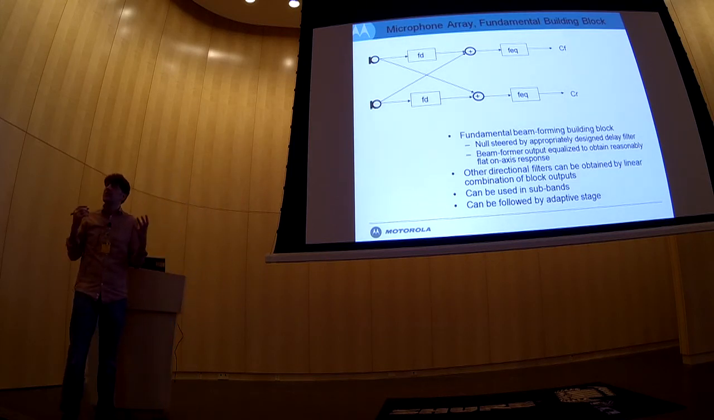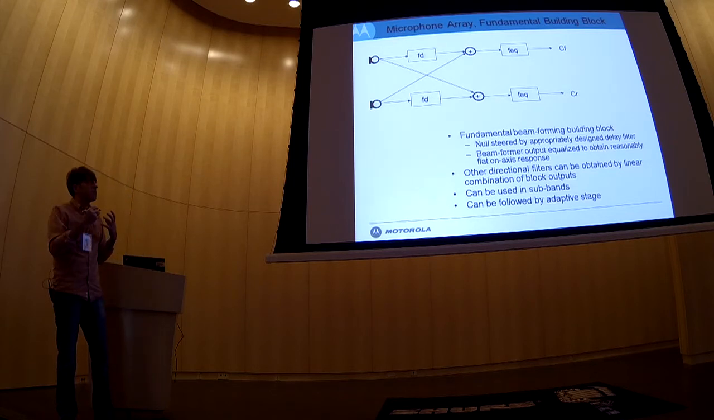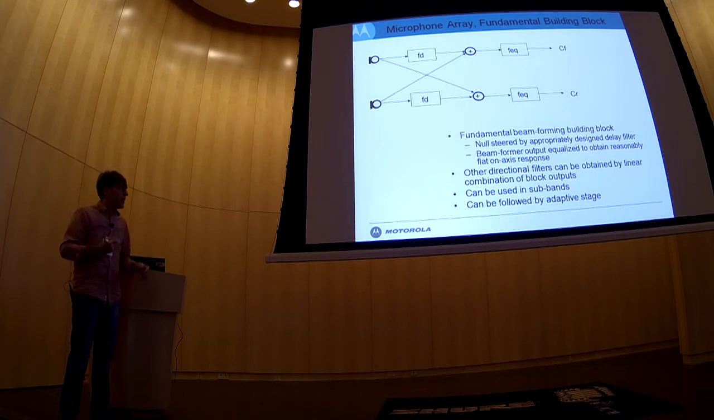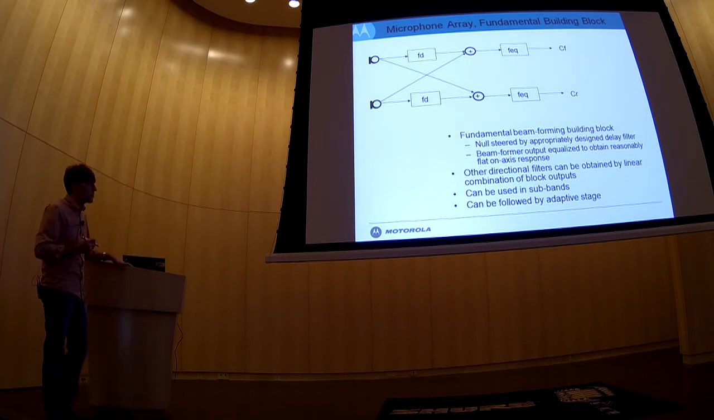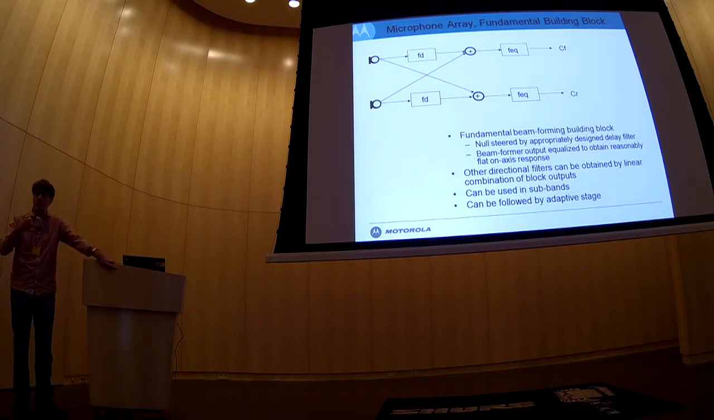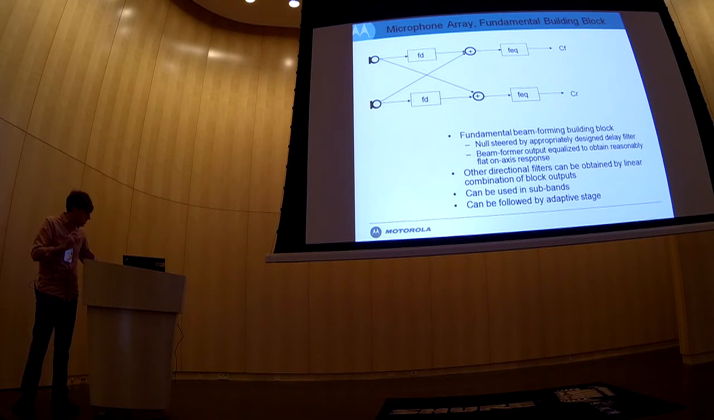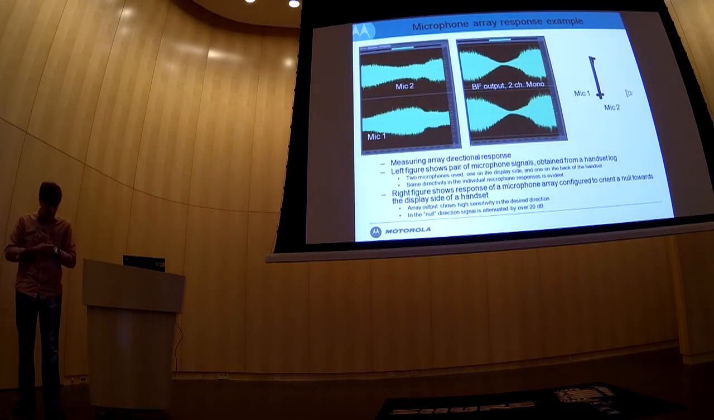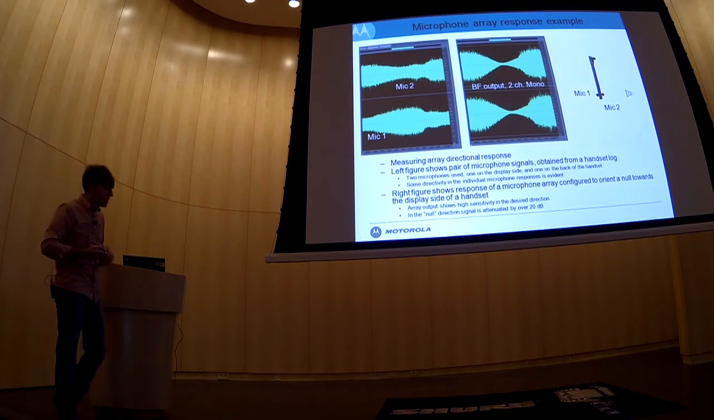Having all these different signals with various directivities, we looked already how useful they can be. So what we said here is this could be a little bit more complicated. Obviously, it could be used in subbands. It could be followed by an adaptive stage that does other interesting things. But that's a more complicated topic, and we won't go into it. So let's look at an example of this.